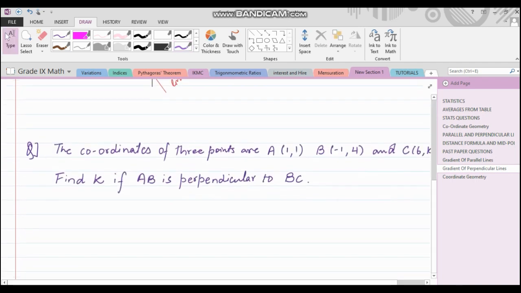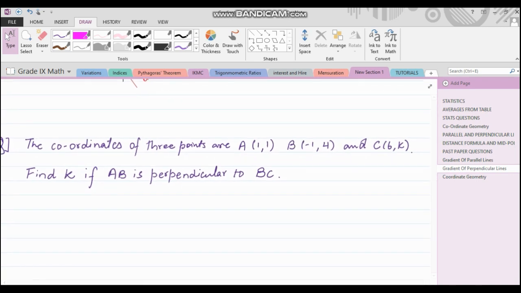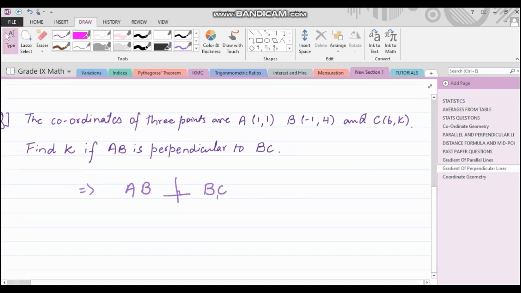I have a question here. It says the coordinates of 3 points are this, this and this. Find K if AB is perpendicular to BC. So let me make the condition first. AB is perpendicular, that is the sign you use for perpendicular lines, to BC. So I know if AB is perpendicular to BC, then I could apply the condition of MAB, that means the slope of AB times the slope of BC would be equivalent to -1.